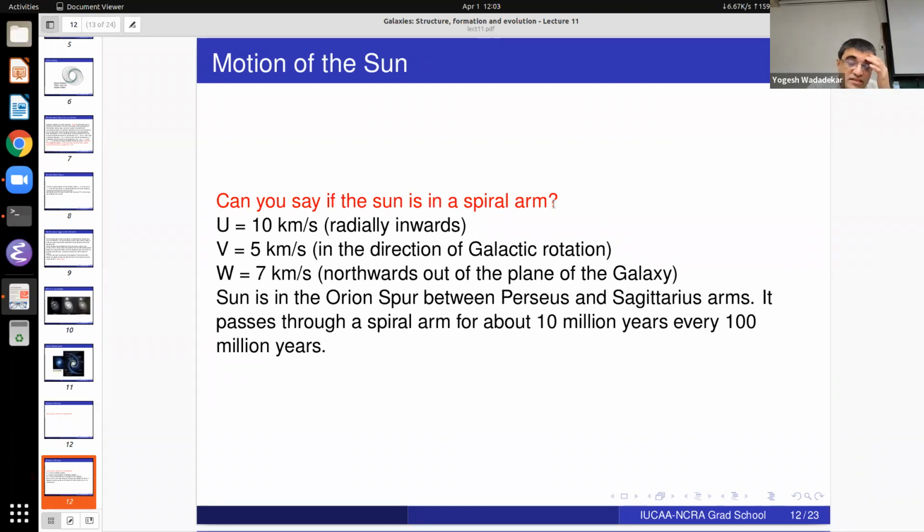It's in the Orion spur between the Perseus and Sagittarius arms. And it passes through a spiral arm for about 10 million years every 100 million years. That is our cadence. Right now we are outside it, but at some point, I don't know when, sometime in the future, we will enter a spiral arm.